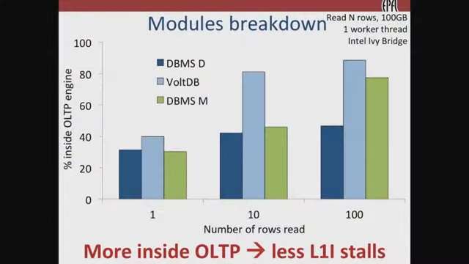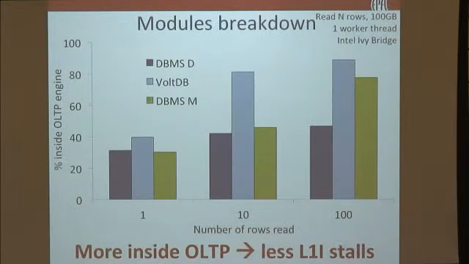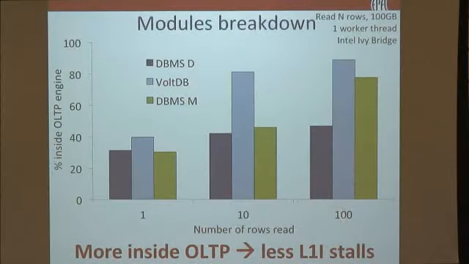Let's look at this problem from another perspective. With the same analysis, we have done a best-effort categorization of the modules that each system executes, and we categorize the percentages of time spent inside the OLTP engines. Here again, we use the same micro benchmark. We increase the number of rows per transaction from 1 to 10 and then to 100, and look at how much time each system, DBMS-D, VoltDB, and DBMS-M, spends inside the OLTP engine.